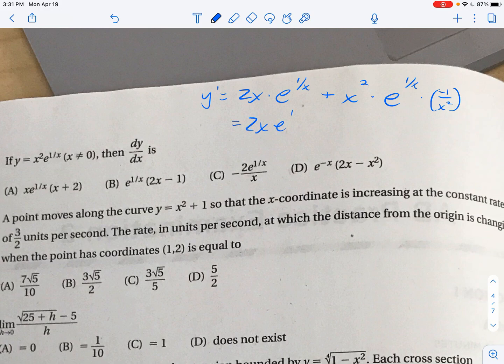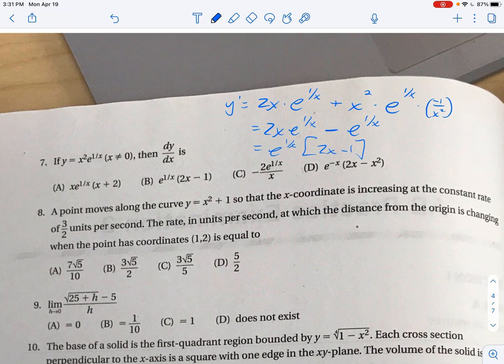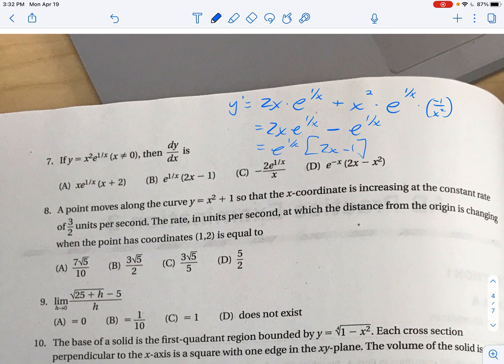So this part really doesn't simplify. Over here, we'll notice the x squared and 1 over x squared cancel, and we just are left with a negative. So that e to the 1 over x factors out, and we're left with 2x minus 1, which is B.